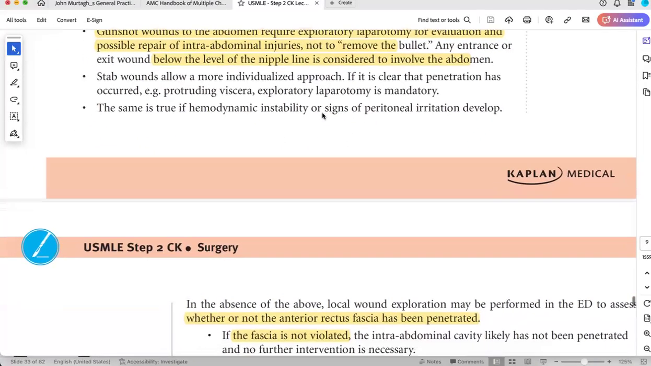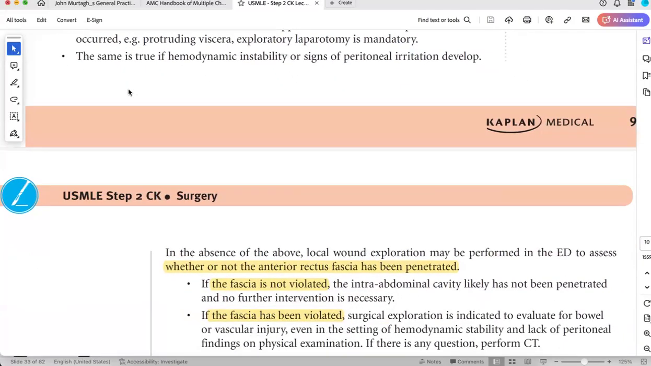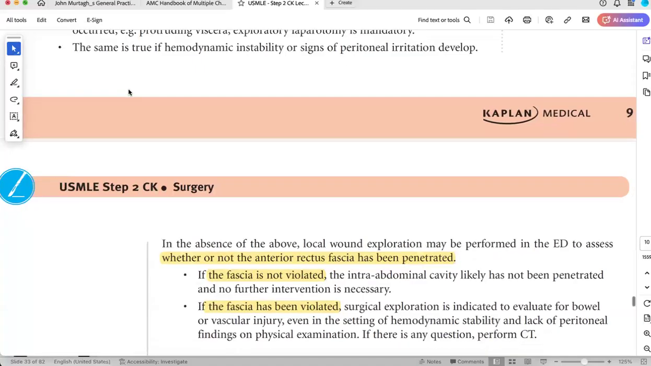Now, as for the stab wound, it is a more individualized approach. If it is clear that penetration has occurred, that means you can see the viscera or organs coming out, in that case laparotomy is necessary. Same if the patient is hemodynamically unstable, so blood pressure is very low. In that patient, again, you will go for laparotomy.